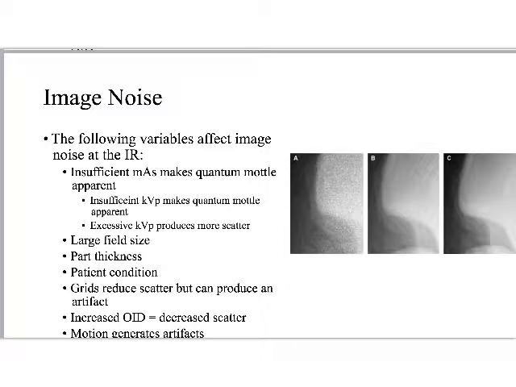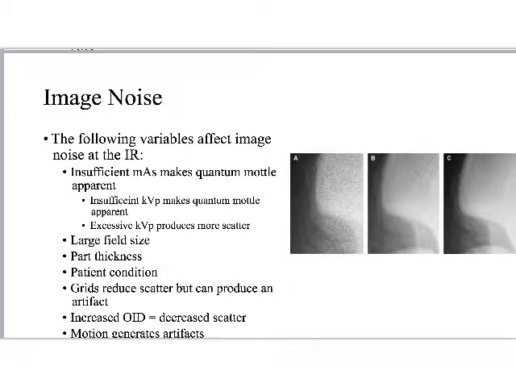As we increase the field size, noise increases because we've said that scatter increases. So I want to point out two things. On this slide, we're really talking about two different forms of noise. One is quantum mottle, which results from insufficient mAs. It's just a graininess on the image. The other form of noise that we're talking about is scatter. They are two different things.